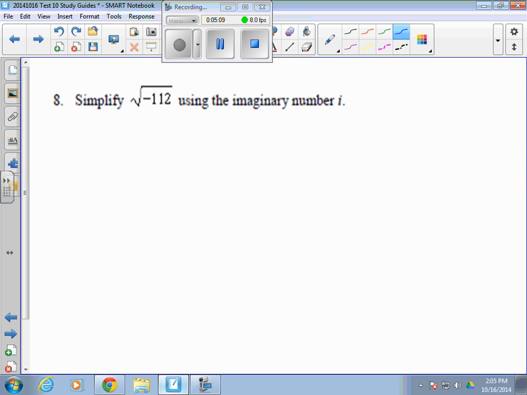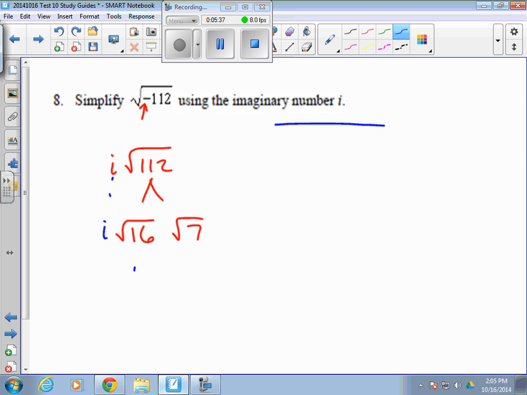Number 8 says simplify the square root of negative 112 using the imaginary number i. Remember, all you have to do to take the negative out is multiply by i. So now you have i times the square root of 112. Okay? The square root of 16 multiplies by something to give you 112. It multiplies by 7. The square root of 16, you can't forget there's an i here. The square root of 16 is 4 times the square root of 7. And then that i comes down and multiplies by 4. So simply 4i times the square root of 7.